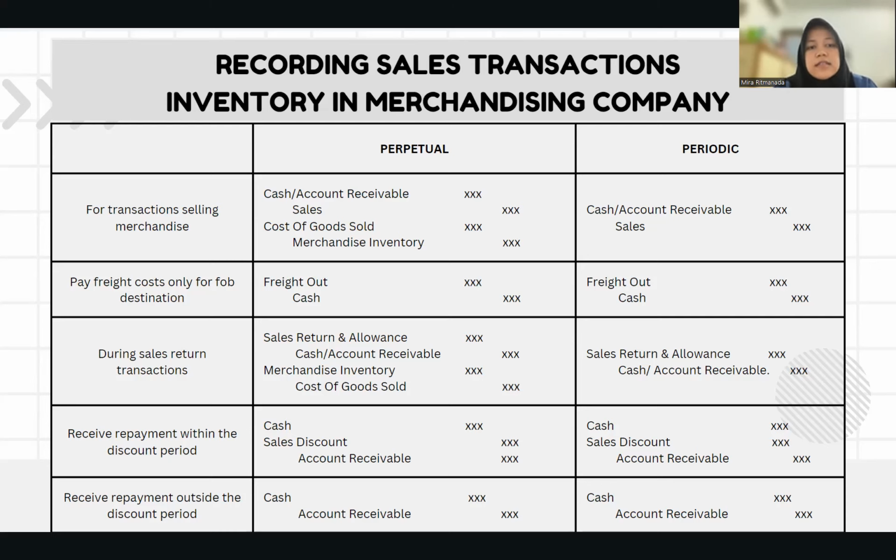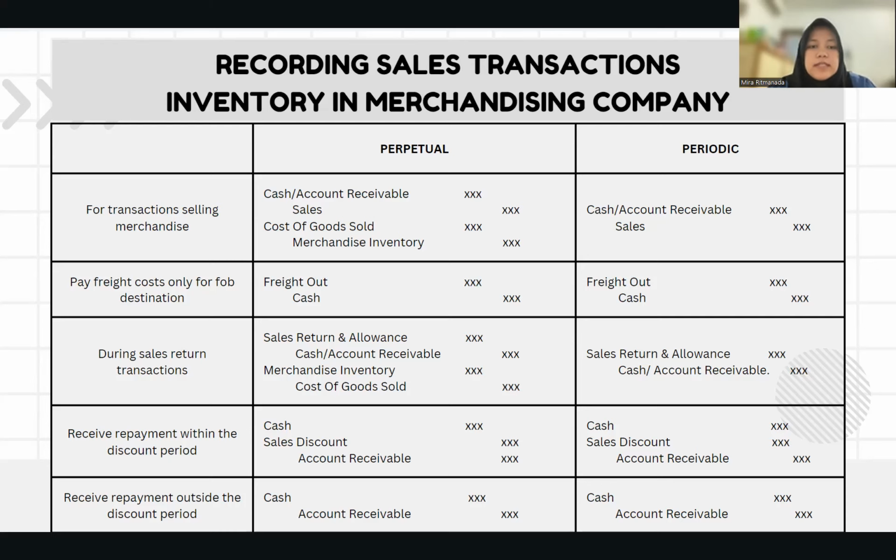During a sales return transaction, both the perpetual system and the periodic system will record sales returns and allowances on debit. Meanwhile, cash or accounts receivable will be decreased on credit, but there is a little difference for the perpetual system. You must add an account like merchandise inventory, which will increase on debit, while the cost of goods sold will decrease on credit.